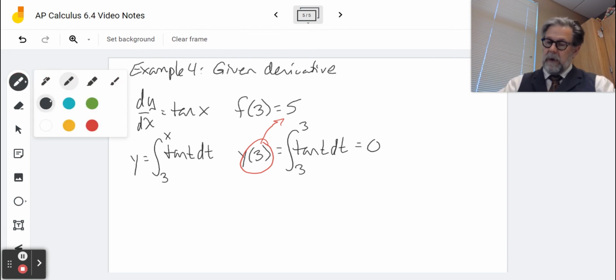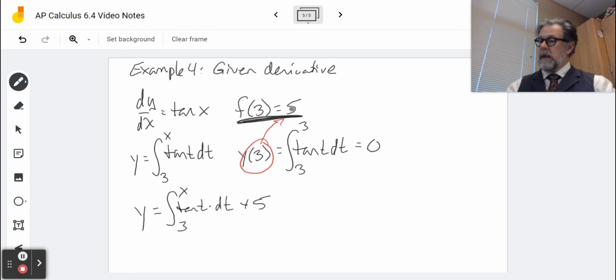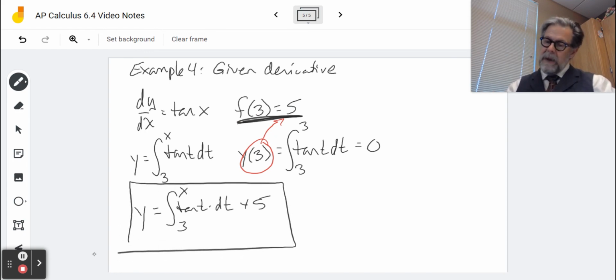How do I make this function equal to 5? I just add 5. y is equal to the integral from 3 to x of tan of t dt plus 5. Now, think about putting in a 3 for the x. The integral from a to a is 0 because you have a rectangle of width 0, plus 5. That gives me my initial value. There is my function. Notice nothing changed in the derivative, because if the derivative is the function, then we can just put it into the integral.